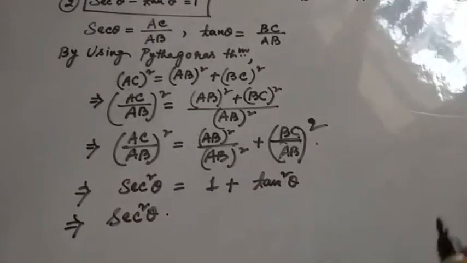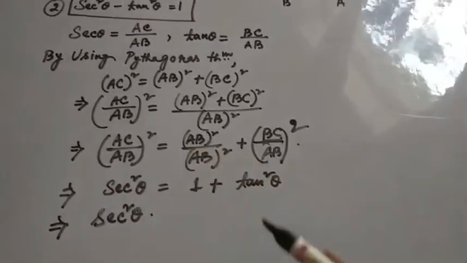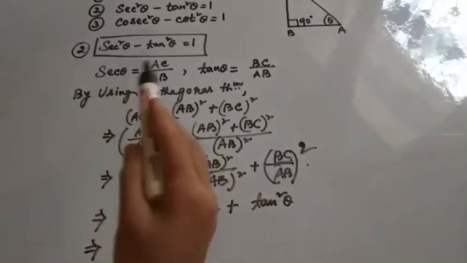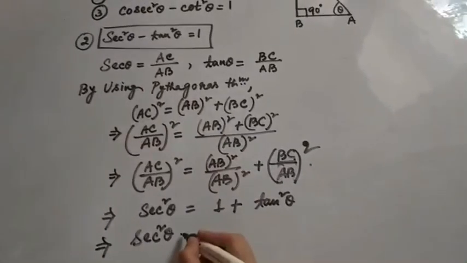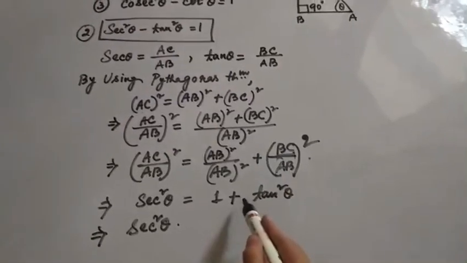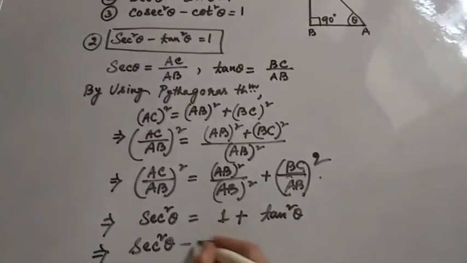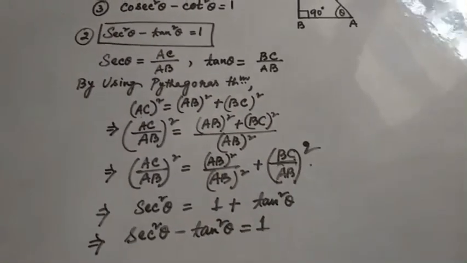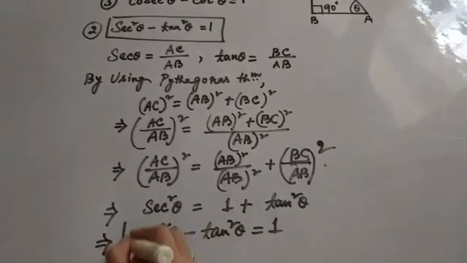Now I am shifting this tan square theta to the left hand side because it is given in the formula that sec square theta minus tan square theta equals 1. So I am shifting tan square theta from the right hand side to the left hand side, and for that reason this plus sign will be changed into a negative sign. So our formula is proved. Sec square theta minus tan square theta equals 1.